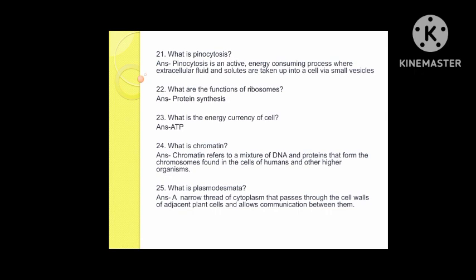Number 23, what is the energy currency of the cell? It's ATP. Number 24, what is chromatin? Chromatin refers to a mixture of DNA and proteins that form the chromosomes found in the cells of humans and other higher organisms. And the last one is, what is plasmodesmata?